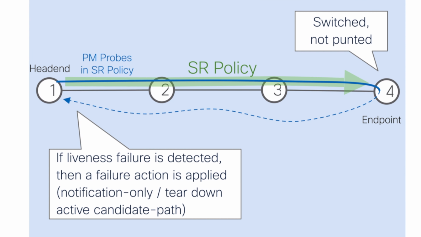Because we're doing liveness monitoring, the head end will have the ability to perform invalidation actions, such as, for example, provide a notification if the data plane is not successful in its verification, or actually bring down the active candidate path of the policy in case there is the detection of the liveness failure.